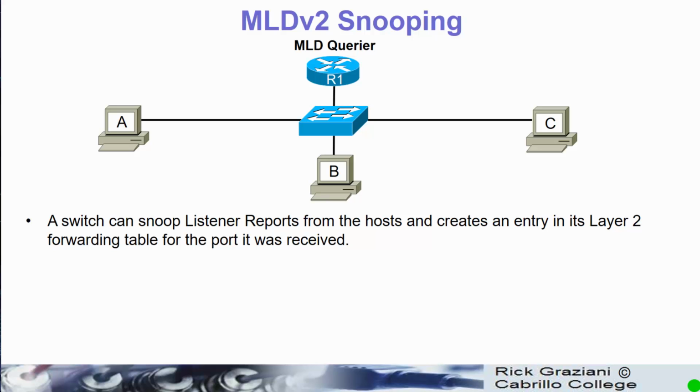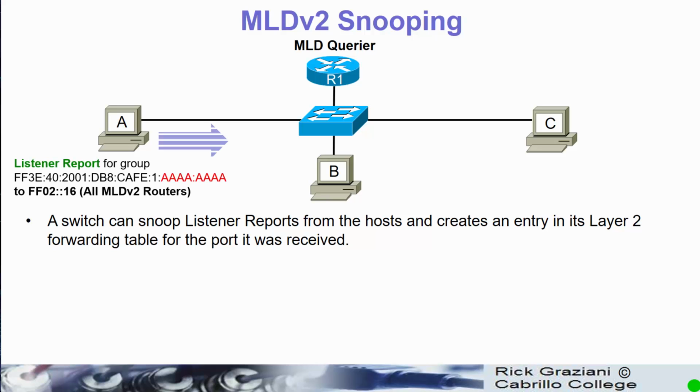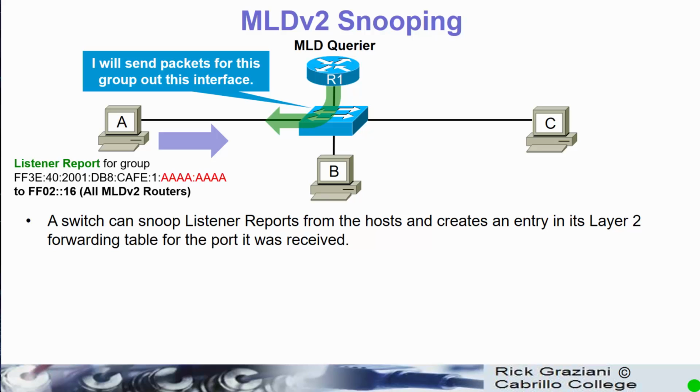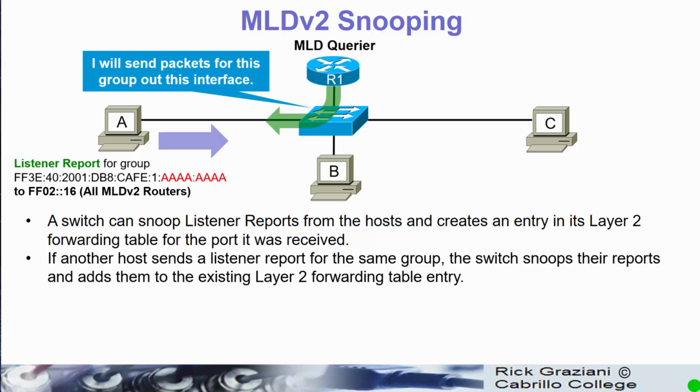So we can also do MLD version 2 snooping. So a switch can snoop listening reports from the host and create entries in its layer 2 forwarding table for those ports it's receiving them. So it will send packets from the group out of that appropriate interface. So if another host sends a listener report to the same group, the switch snoops their report and adds them to the existing layer 2 forwarding table.